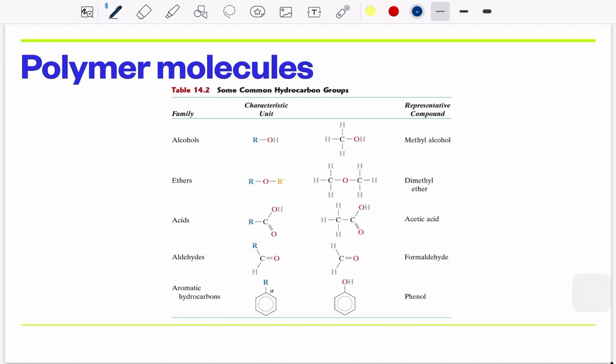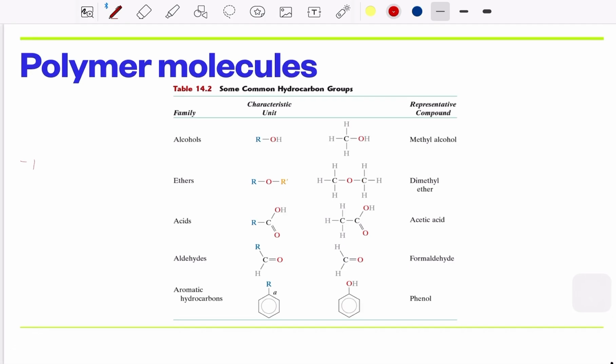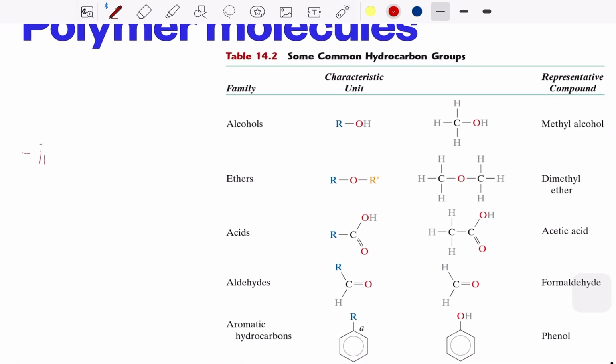And the functional groups are the ones we are looking for when we polymerize something. Okay. So when you want to connect one monomer to another monomer, you need to think about what kind of functional groups they have. Okay. What kind of functional groups they have. So let me write here. This is important for polymerization.